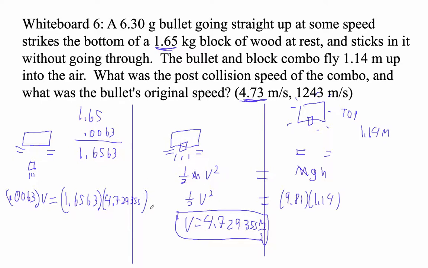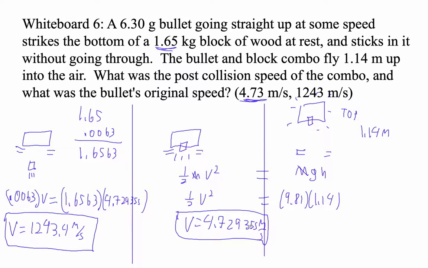I've got it. That times 1.6563 divided by 0.0063. Wow, it's going really fast. The speed of that bullet was 1243.4 meters per second. I don't know if bullets go that fast. That'd be like 3,000 or 4,000 feet per second. We could figure that out. Times 3.281, 4,079 feet per second.